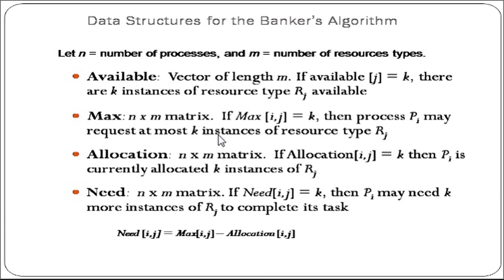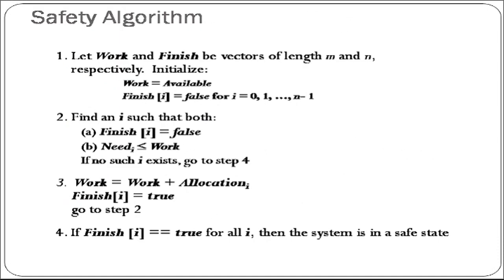The Allocation is again the same dimensions, that is n by m matrix. If Allocation[i][j] is equal to k, then Pi is currently allocated k instances of Rj. Need matrix is again n by m matrix. If Need[i][j] is equal to k, then Pi may need k more instances of Rj to complete the task. And how to find the need? Need can be found, that is Need[i][j] is equal to Max[i][j] minus Allocation[i][j].